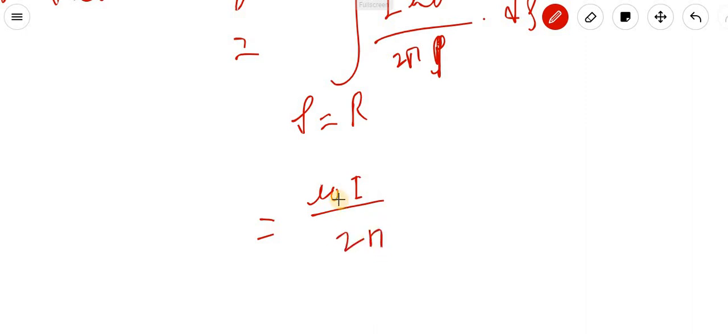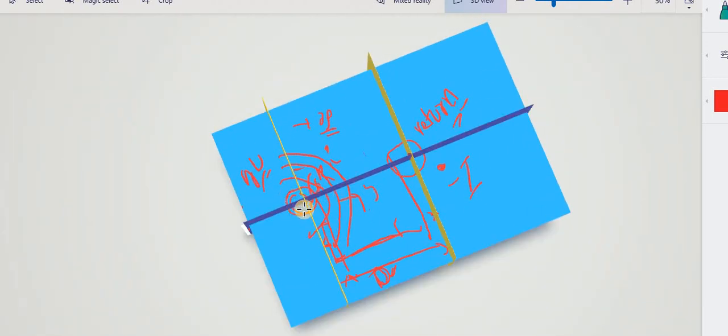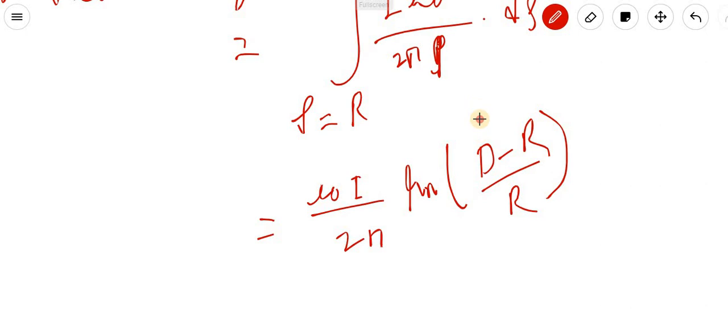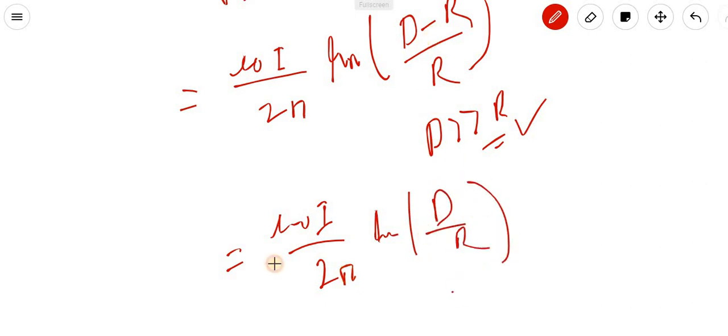You will get one equation: mu 0 I by 2 pi times ln of (D minus R) by R. Suppose the spacing between the two conductors, D, is much greater than R. If that happens, the expression simplifies to ln D by R.